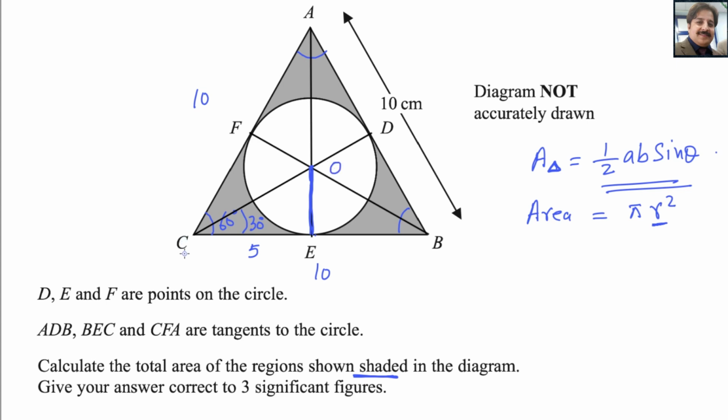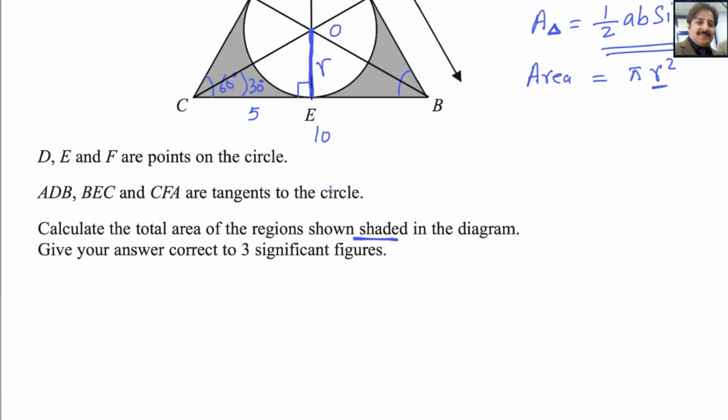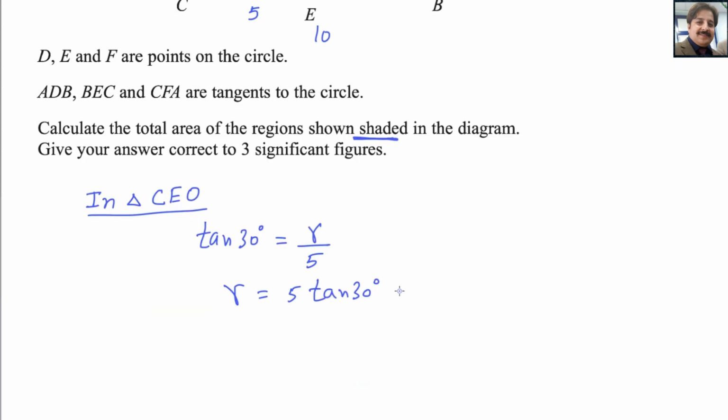I will consider triangle CEO. You can say this is a right triangle, and we can easily find the radius of this circle. So the first task is to find the radius of this circle. In triangle CEO, opposite over adjacent: tan 30 equals r over 5. And r will be equal to 5 tan 30. We get the answer as 5 square root 3 divided by 3. So this is the radius.